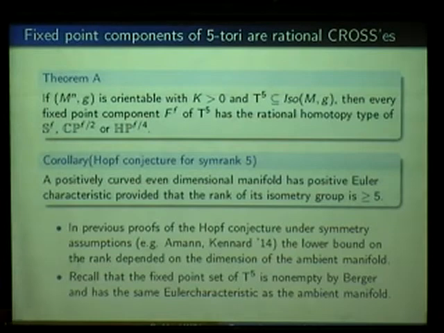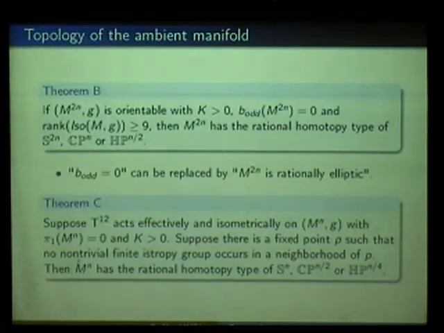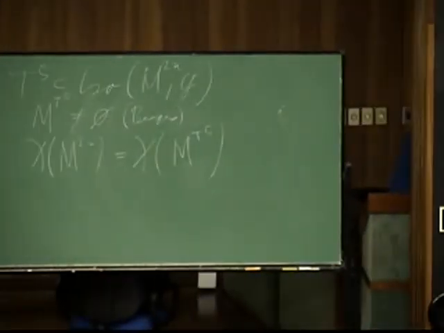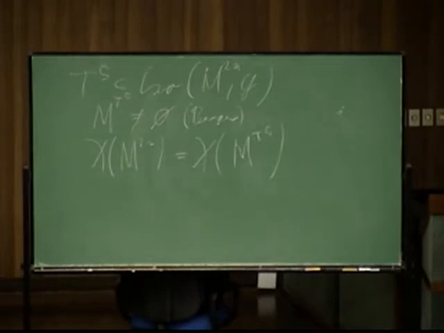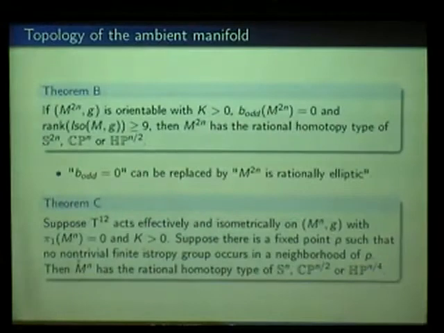So that's the first main result, and maybe I should also mention the other main results. So the first main result was related to fixed point components. And then you can, of course, also ask, how about the ambient manifold? What can you say about the ambient manifold under some symmetry assumptions? And then you need to make additional assumptions if you want to say something. At least for now, our methods don't allow us to say something without additional assumptions.